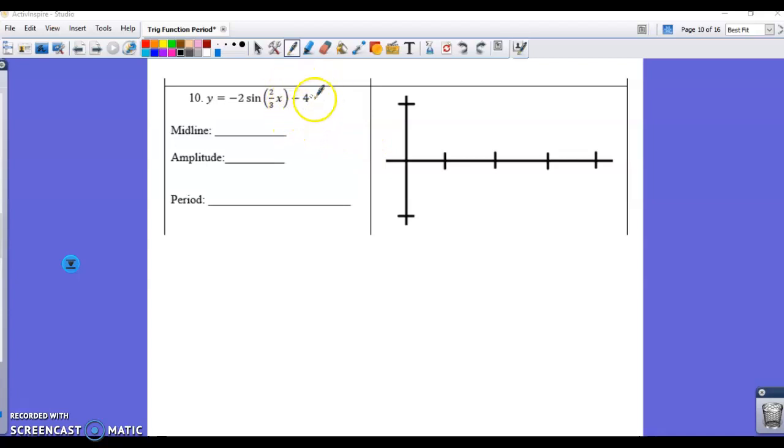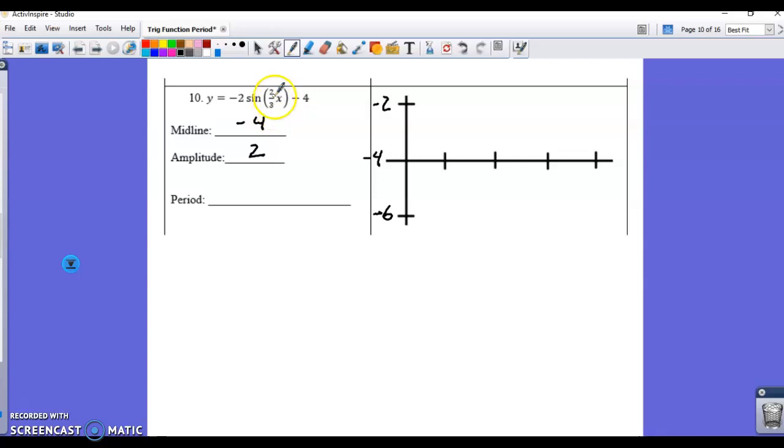Of course, midline here, since that's a -4, will be -4. -4 is your midline. Amplitude, again, it's the positive absolute value of that number, so 2. So -4 up 2 would be -2. Down 2 would be -6.